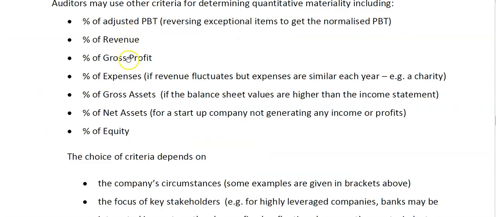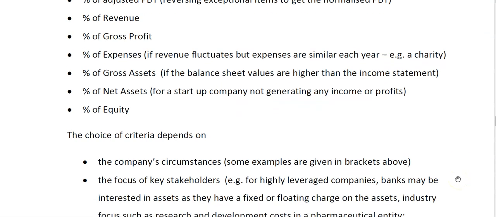These are other criteria that can be used to determine materiality. I'm not really going to discuss them. I'm just going to leave them up so you can look at them and see them.